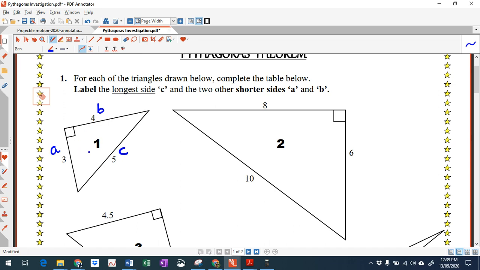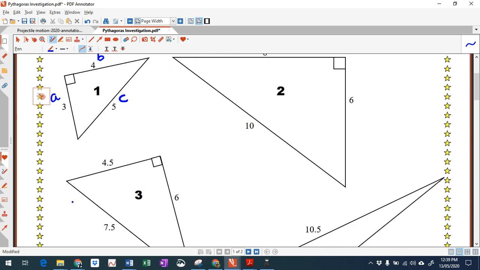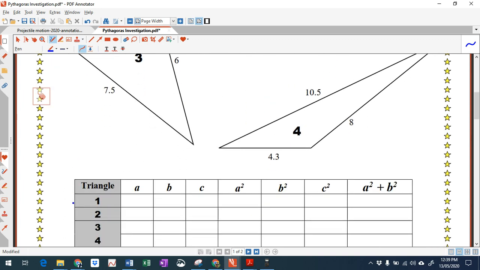Now, all you've got to do now is go to the table and fill in, for this triangle, what A, B, and C were. So let's do that. Go down to the bottom here. So A was 3, B was 4, and C was 5. Then the next thing to do is to go to the next cell. A squared is 3 squared, which is 9. B squared is 4 squared, which is 16. C squared is 5 squared, which is 25.